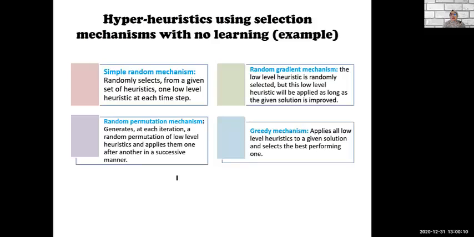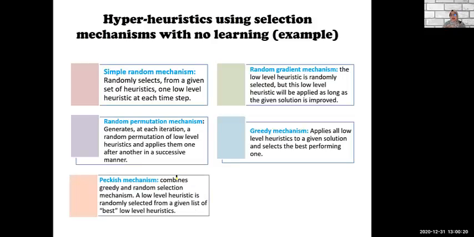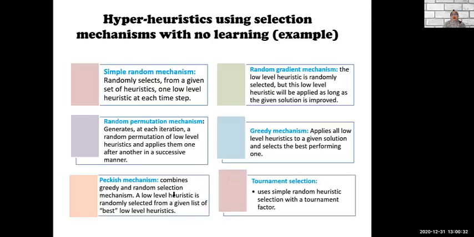Greedy mechanism: apply all low-level heuristics to a given solution and select the best performing one. Package mechanism: combine greedy and random selection mechanisms. A low-level heuristic is randomly selected from a given list of the best low-level heuristics. Tournament selection: use simple random heuristic selection with a tournament factor.